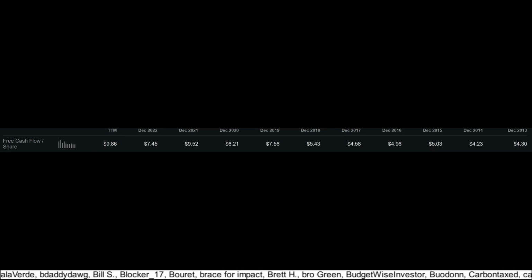Like if we look a decade back in 2013, we see that the free cash flow per share was only $4.30, more or less than half of what it is now. It's nice to know that each share I own in the company is cash flowing more money that is going into my pocket with its growing dividend.